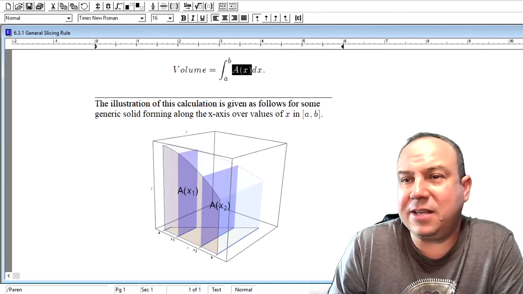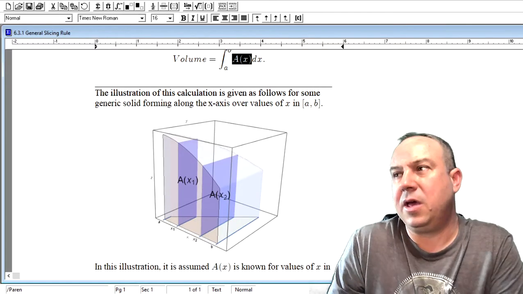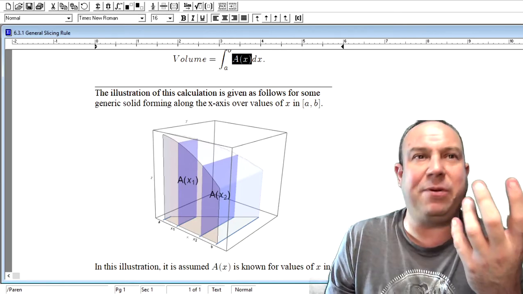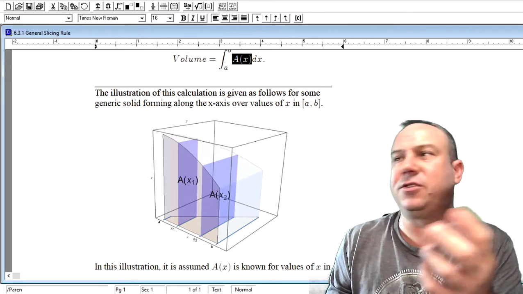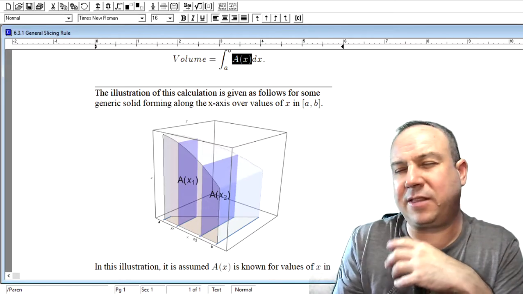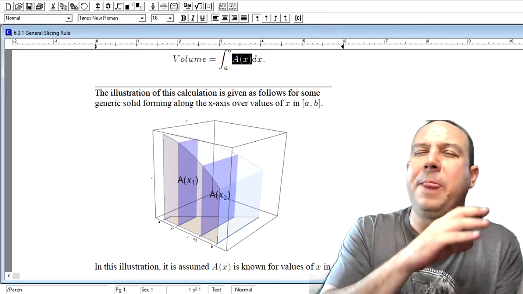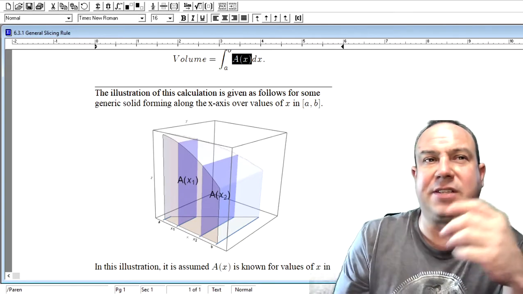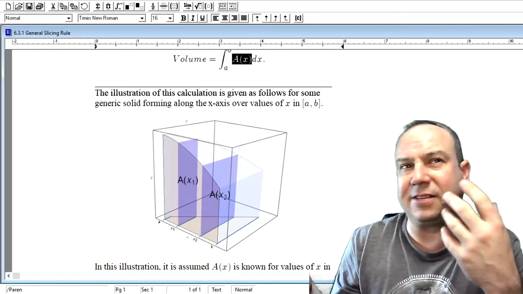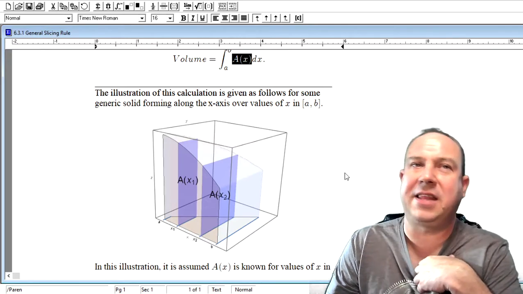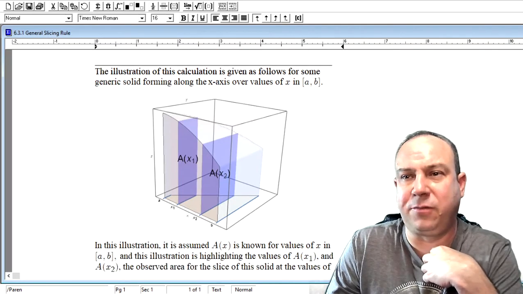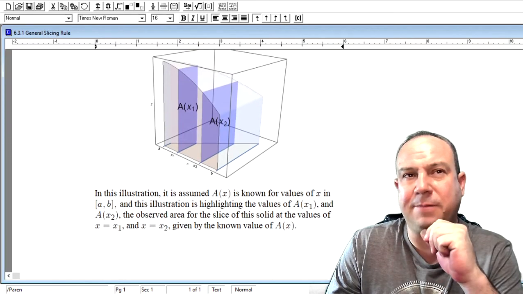And sometimes that is given to us. Sometimes we know the shape of the cross section, so we have to have some way to relate the dimensions of that shape to the value of the variable x, the variable over which the solid is forming, corresponding to the axis over which the solid is forming. Or at times it can just be a bit more of a puzzle to form that formula.